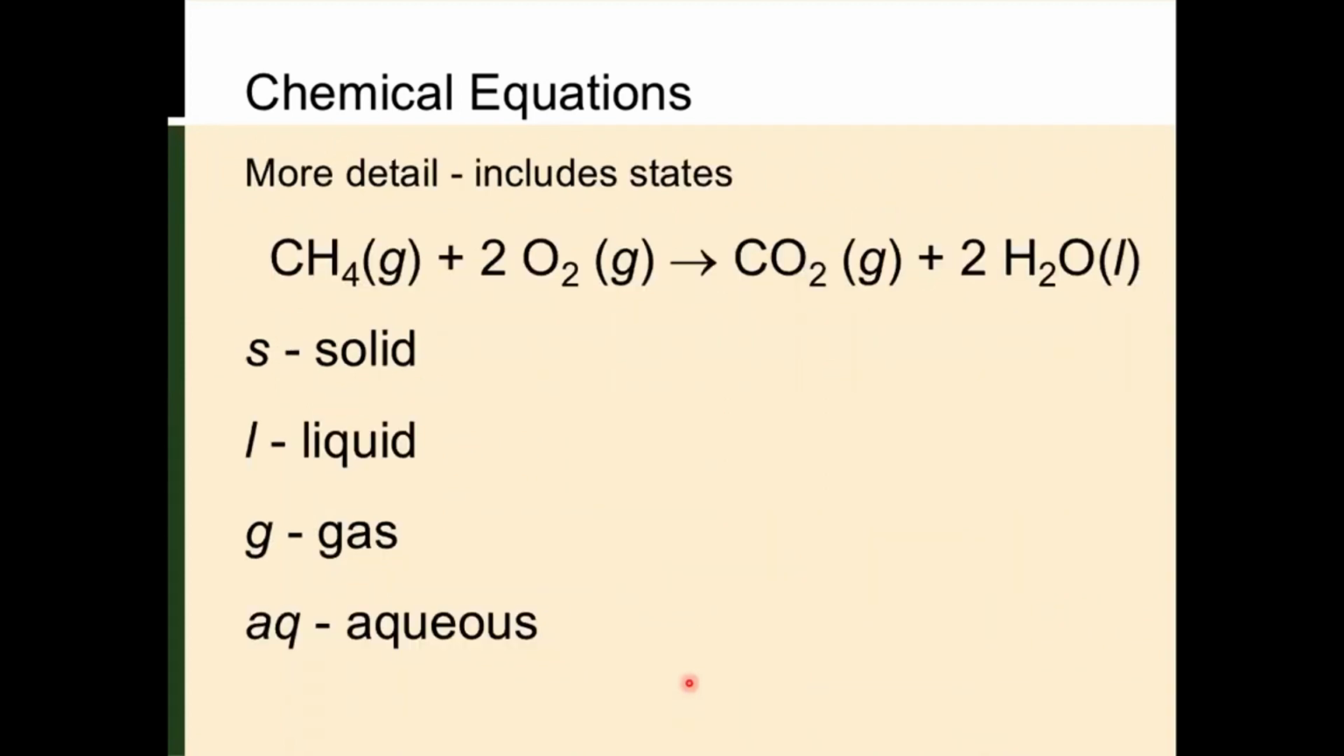We can also include the states of matter for each of our reactants and products. In the case of methane and oxygen, at room temperature, those are gases. Methane is very small, so it has a low boiling point. Same with oxygen. Carbon dioxide is also a gas at room temperature, but water is a liquid, so we're going to get liquid water forming.